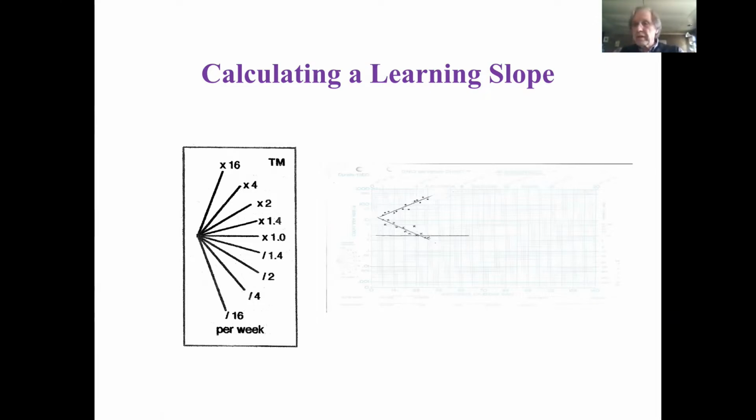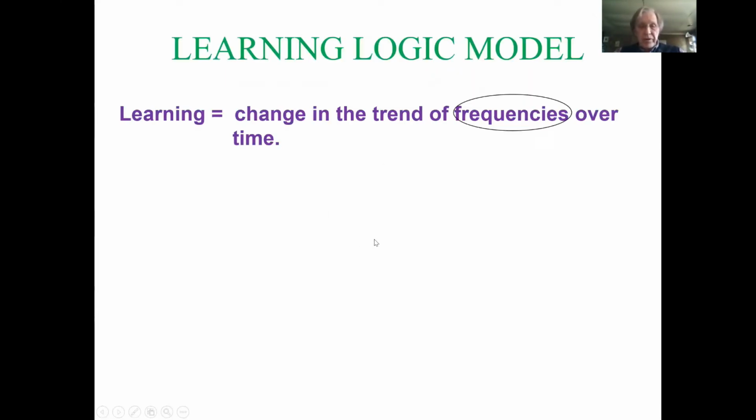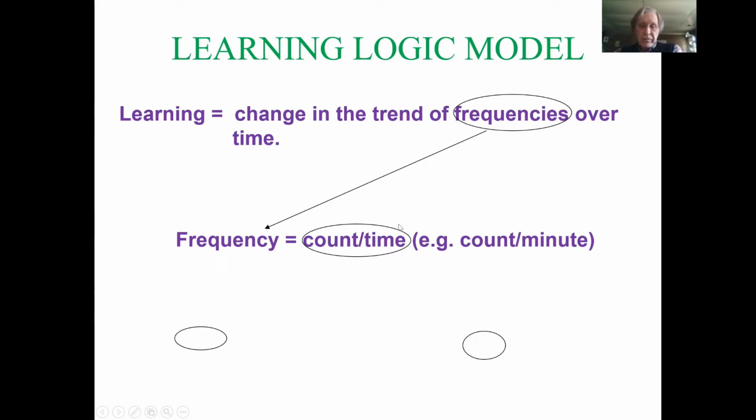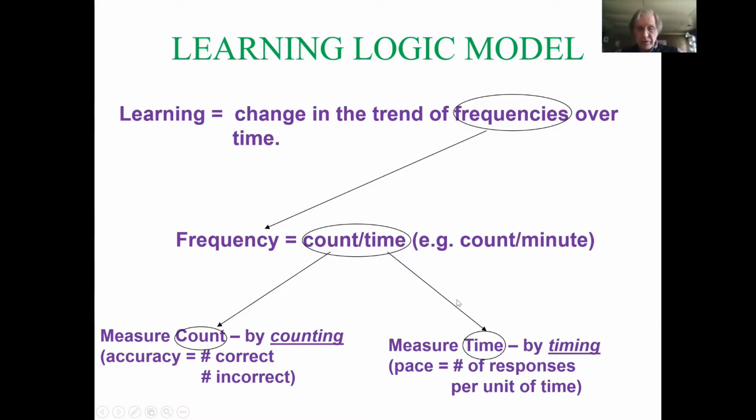So the steeper the acceleration or deceleration slope, the more rapid the learning; the shallower the slope, the slower the learning. So this is a way to put the learning information and the frequency information together. Learning equals the change in the trend of frequencies. Frequency is count over time, or count per minute. We measure count by counting, and that gives us accuracy, the number of correct and incorrect. And we measure time by timing, which gives us the pace, or total number of responses per unit of time.